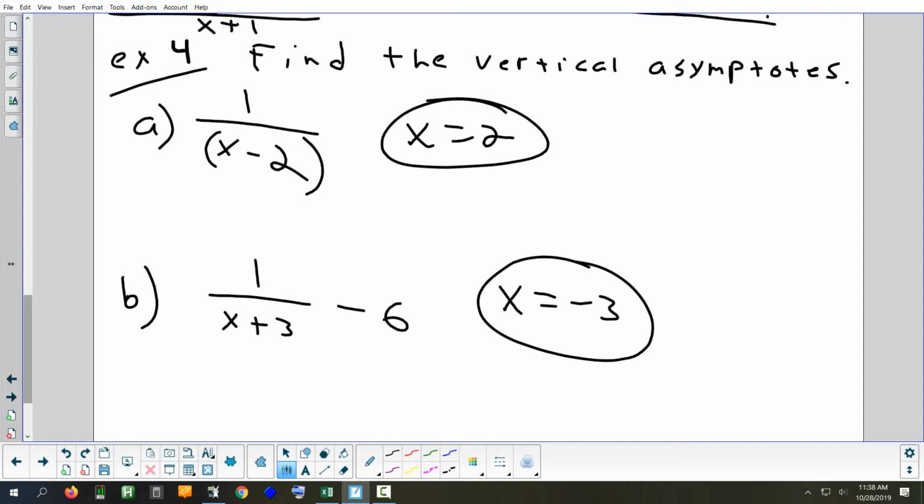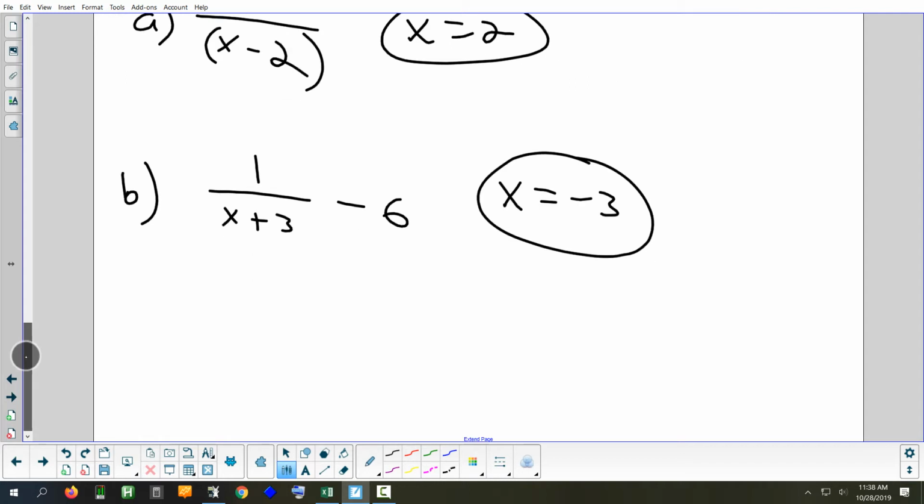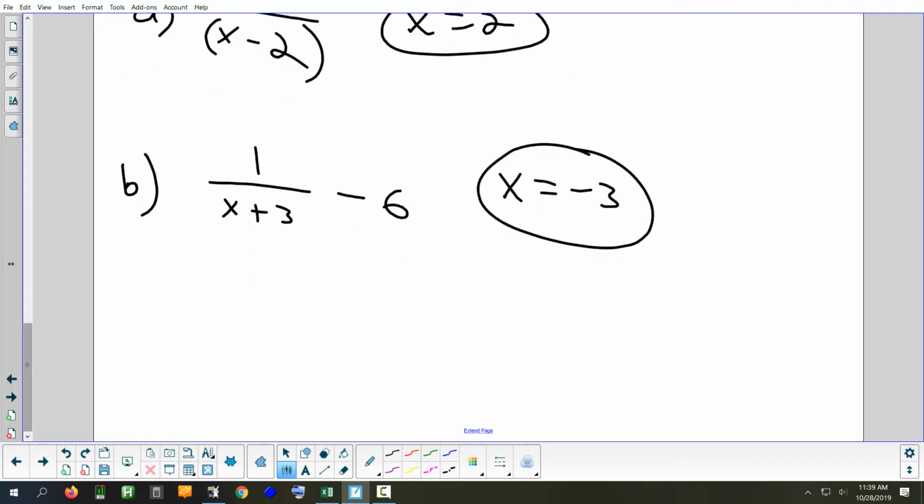Yeah, just kind of in your head, process, filter out the information that doesn't matter. This minus 6 isn't important. This minus 6 would control the horizontal asymptote. Okay? This plus 3 here controls the vertical. So don't worry about that number on the outside when you're finding a vertical. It does not change what makes the denominator 0. Questions on that? All right.